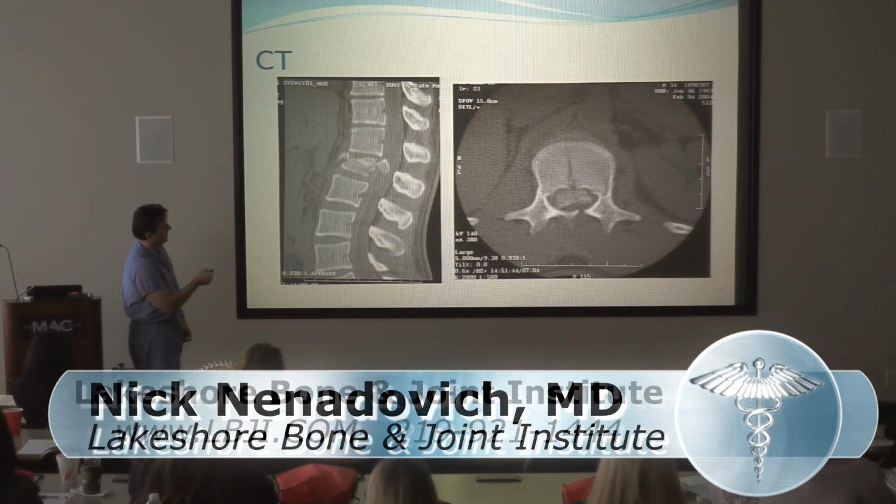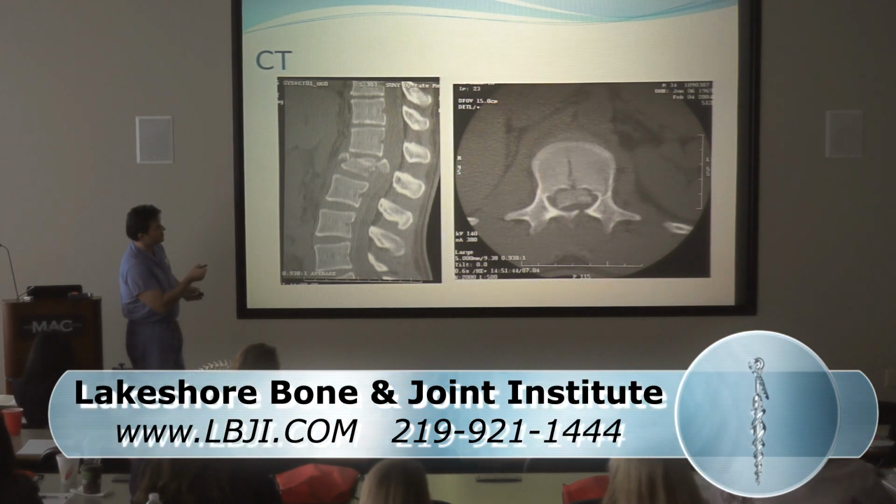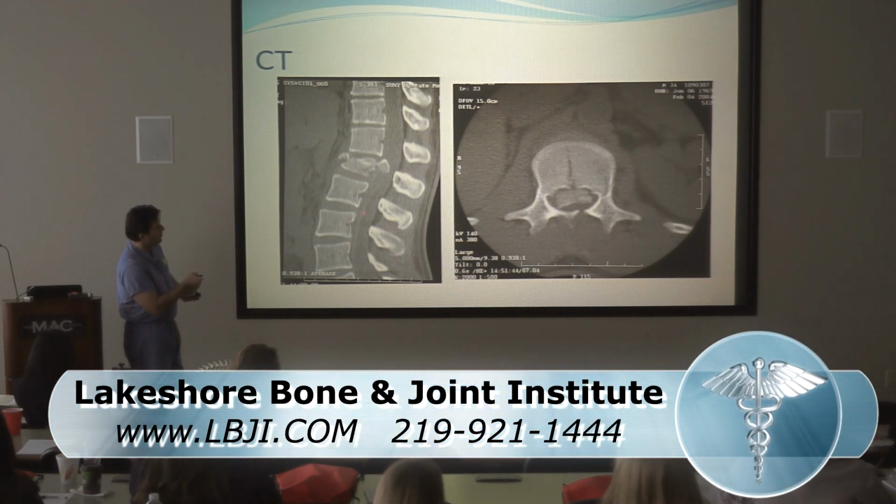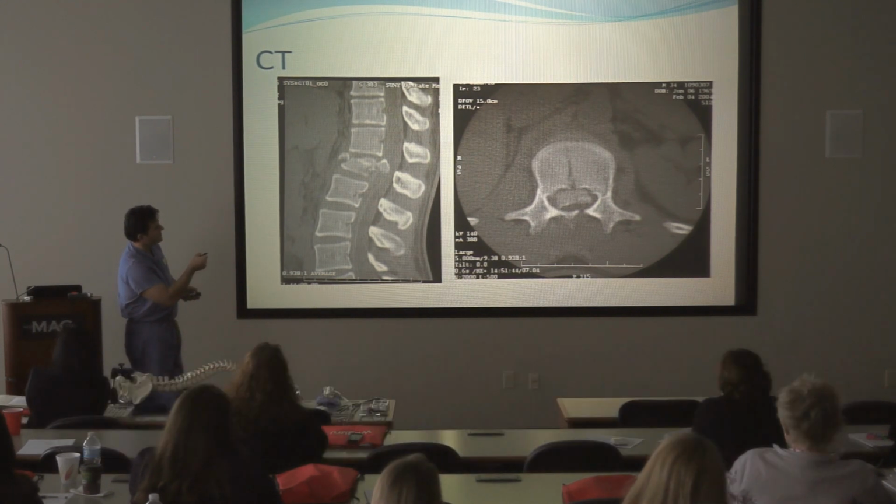Obviously there's a big problem right here. But those are spinous processes that I showed you in the back. You can make out a little bit of the soft tissue. This is the spinal canal through here. The spinal nerve roots are in here. The spinal cord ends right about here.